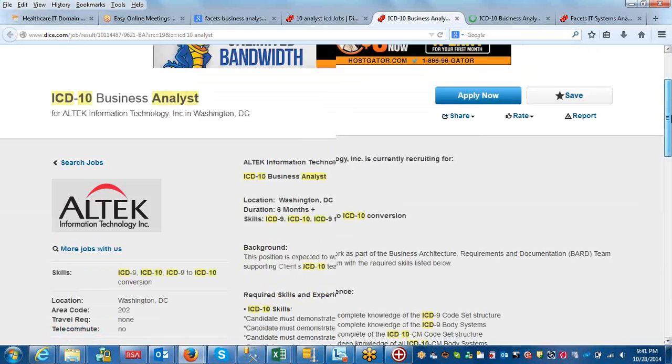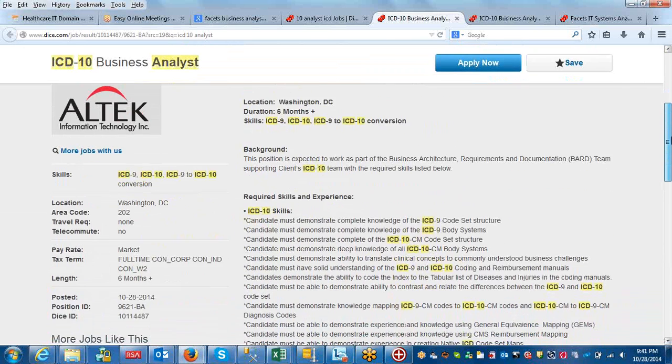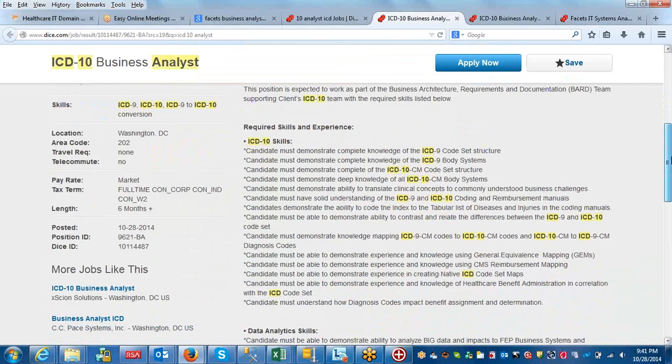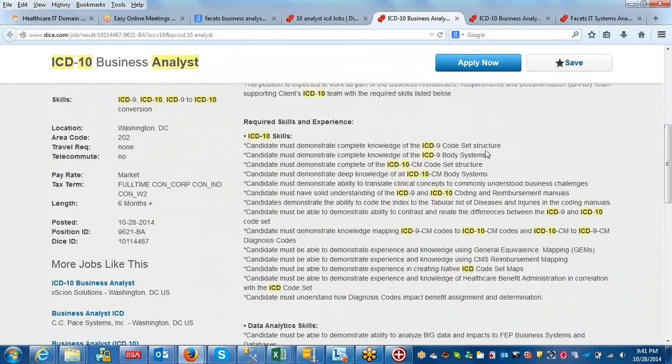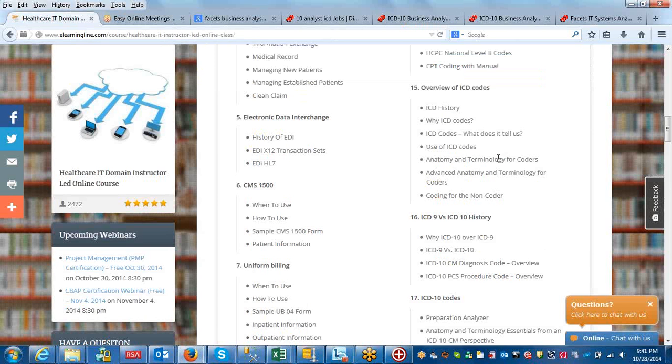Before you get into any kind of job training, you need to understand what exactly you are trying to get into and how much the market demand is. It's very important. So look at over here: demonstrate complete knowledge of ICD-9 code set, ICD-9 body system, ICD-9 code set structure, ICD-10 CM. I'm just trying to help you understand side by side so that you see that what you are learning is getting used. As you see here, ICD-9, ICD-10 CM, I don't see PCS here, that means they're just looking for CM. But what we teach you is, look at here.